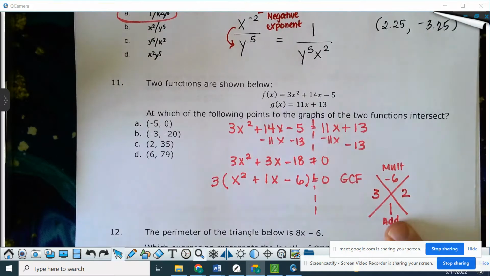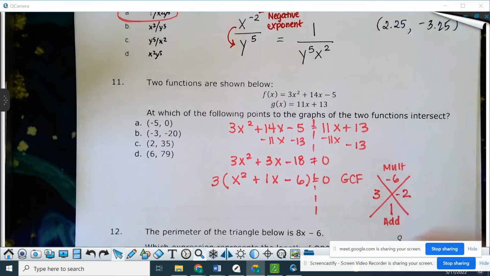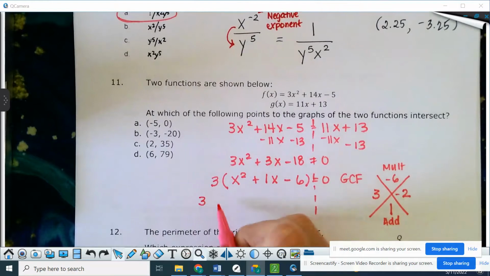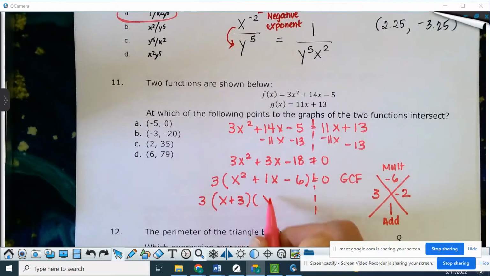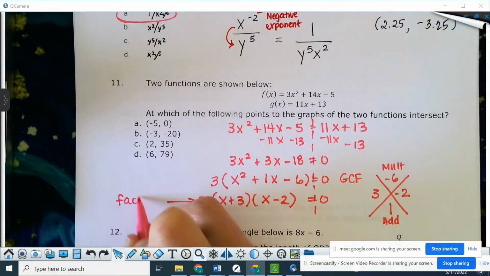Our B value is positive, so the largest of those two numbers needs to stay positive. The other needs to be negative because 3 minus 2 would give me that positive 1, and 3 times the negative 2 gives me that negative 6. So GCF of 3, then I have x plus 3 and x minus 2. So now this is our factored form, so you've now factored it completely.